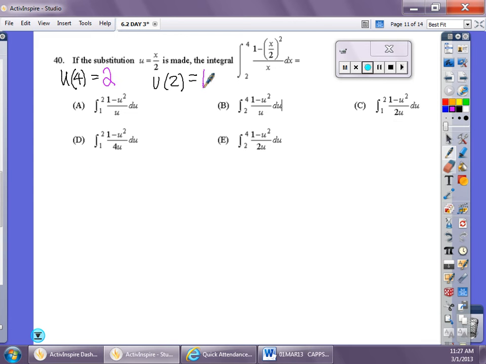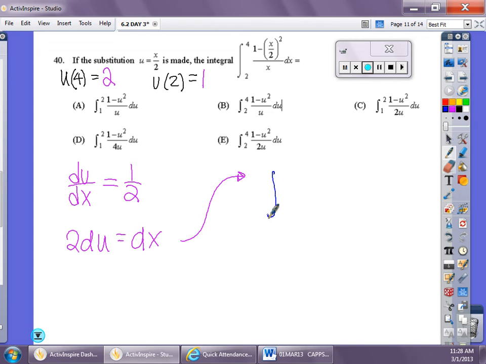What's u of 2? 1. So you go through, let's finish up the du dx is equal to, so you can't forget about the rest of that process. Du dx is equal to 1/2. Move that over and I get this guy. And then so now I'm going to finally do the substitution, which is where you should notice something weird happens. Alright, so we get integral from 1 to 2 of 1 minus u squared over x, and dx is 2 du. You notice something? X is in the bottom.